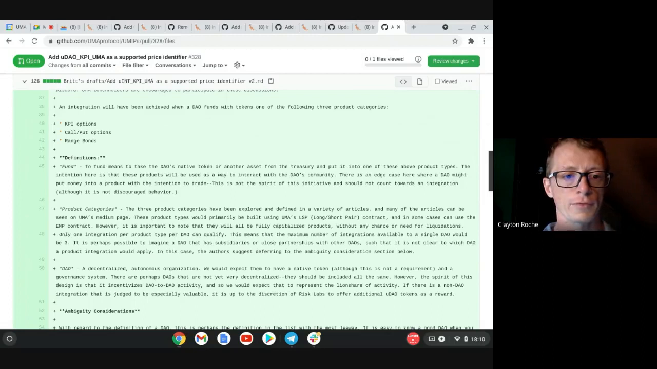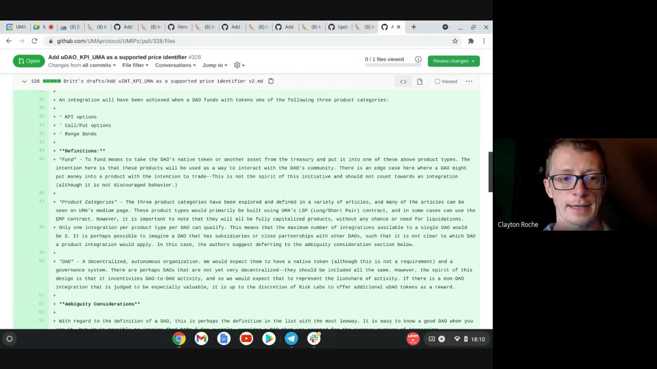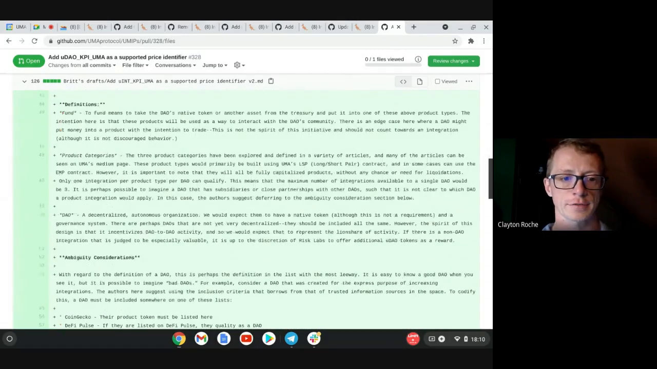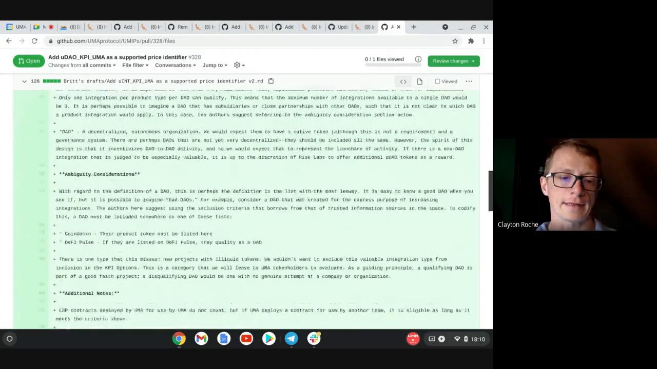And then the idea is that an integration occurs when a DAO funds with tokens one of those products. And so I've laid out a definition of the word fund, definition of the product categories, and then a definition of the word DAO. And then kind of addressed a few ambiguity considerations around the definition of DAO. And in particular, that part is a part I'd like the UMIP reviewers to take a look at.